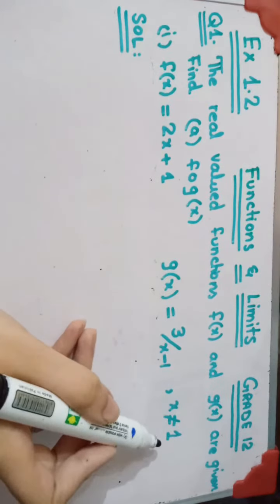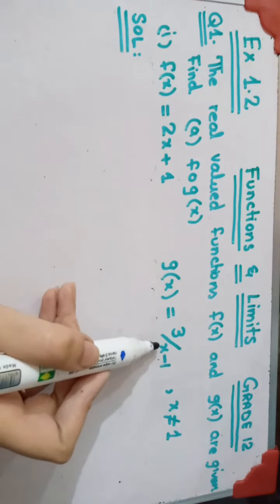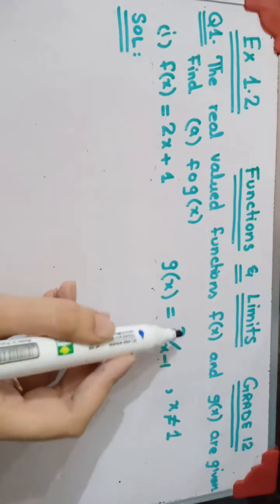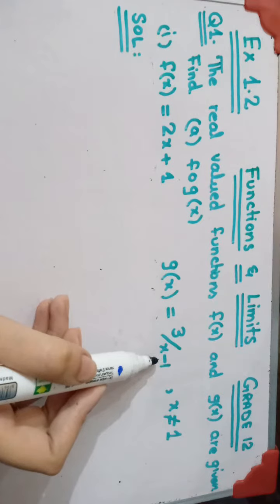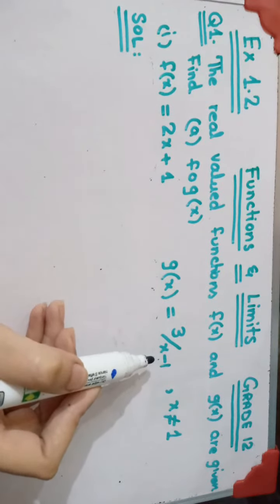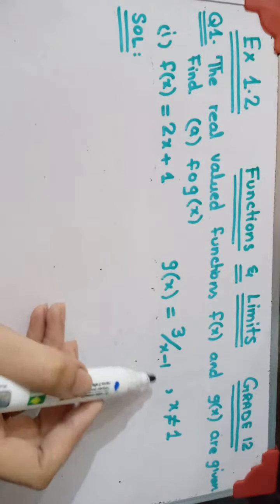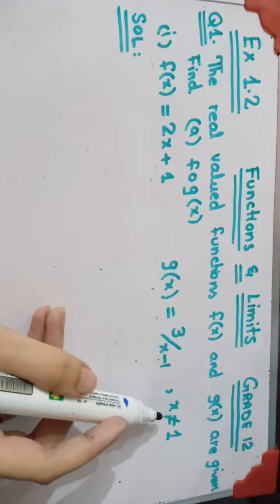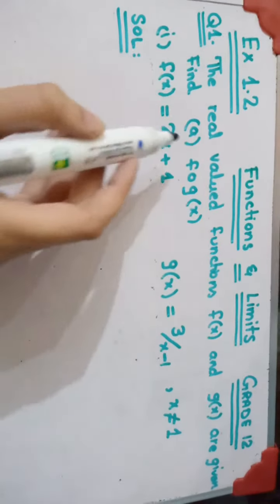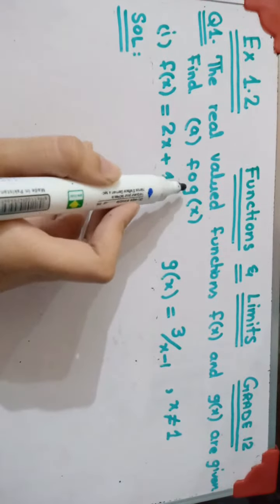This restriction is given because if we put x equal to 1 in this value, then 3 divided by 1 minus 1 will be equal to 0. 3 divided by 0 will become infinity, undefined. That's why there is a restriction that x is not equal to 1. Now come to the point: what is f of g?